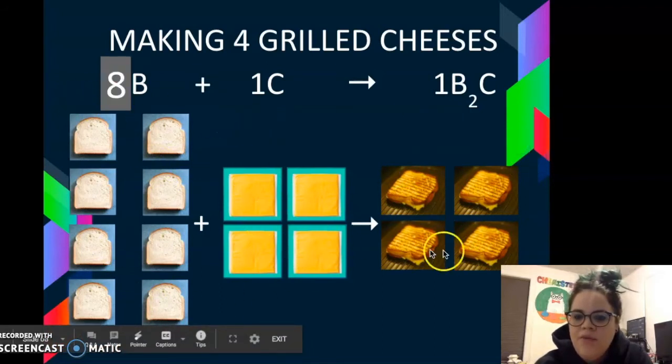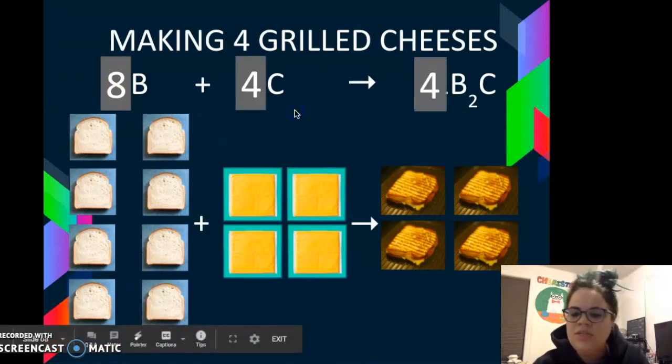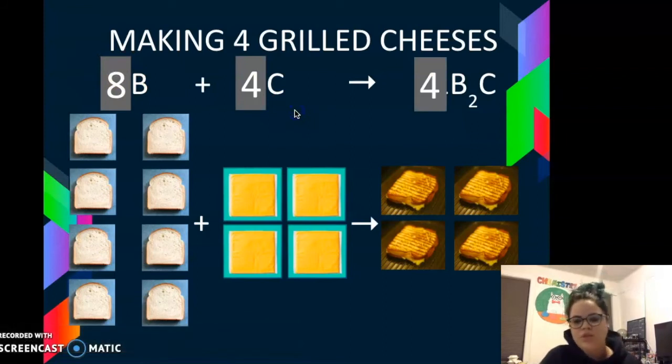So to get my 4 grilled cheese sandwiches, I'm going to take my 2 pieces of bread multiplied by 4 to get 8, 4 pieces of cheese, and I'll get my 4 grilled cheese sandwiches. That's the same thing we're going to be doing with mole ratios, except instead of grilled cheese, they're going to have some compounds, okay? One quick note, when we're doing mole ratios, just like grilled cheese sandwiches, they don't necessarily have to be whole numbers.